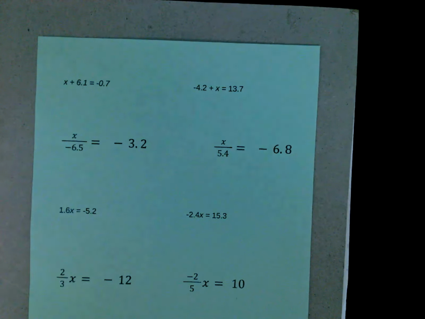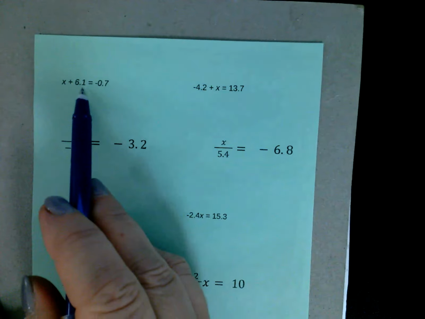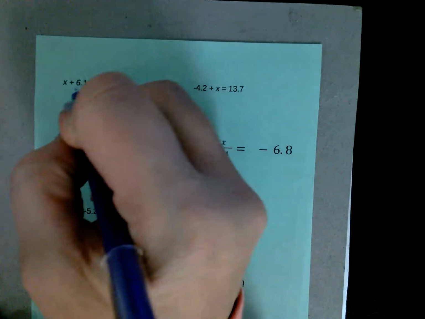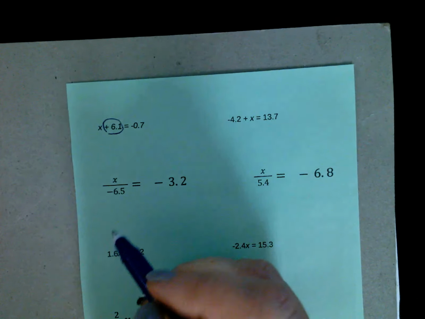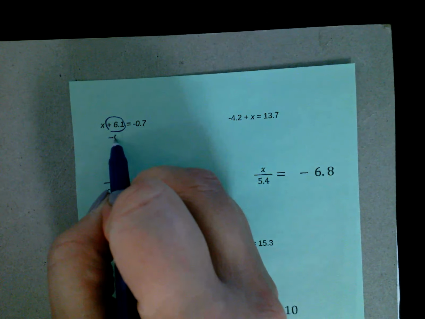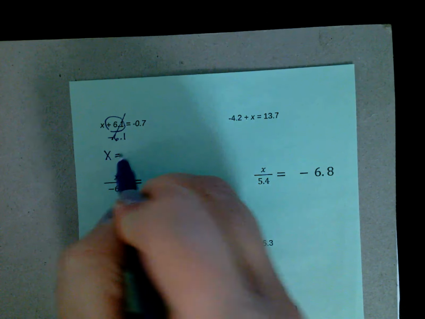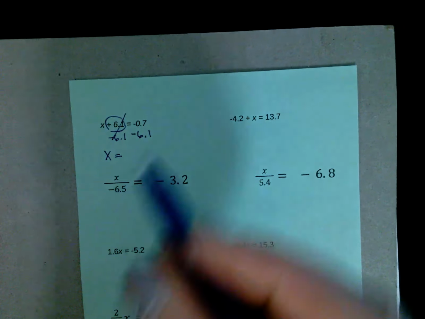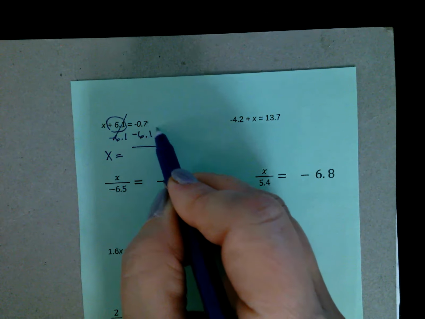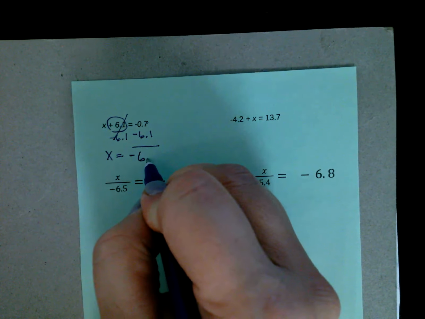Continuing our conversation from yesterday, we're going to keep looking at more complex one-step equations. Starting with the first problem on the left, if this is plus 6.1, to get rid of it, we would have to subtract 6.1. Then I'm left with x equals. I would do negative 6.1 or subtract that. If we have the same signs, you add like normal, so I would get negative 6.8.